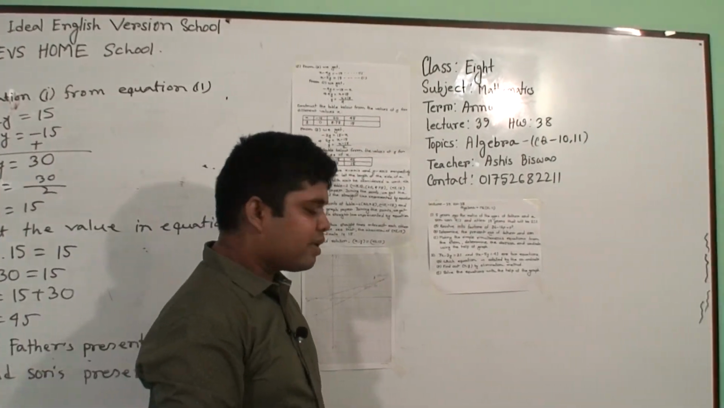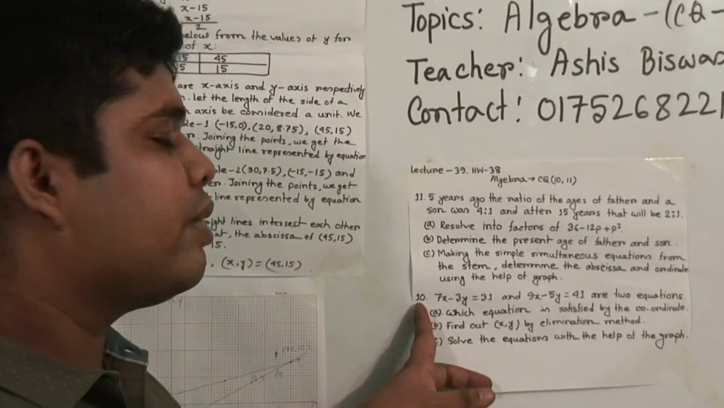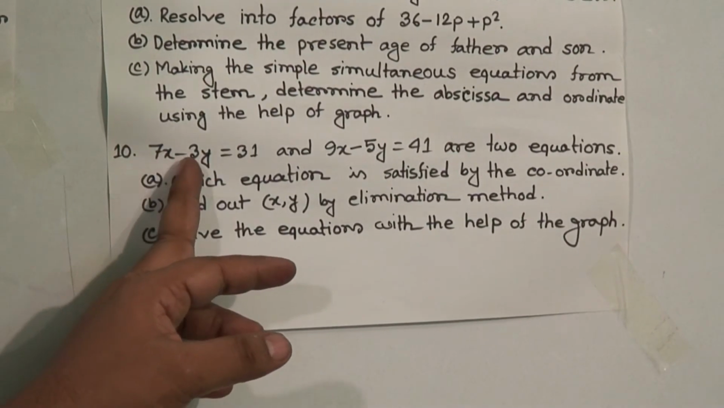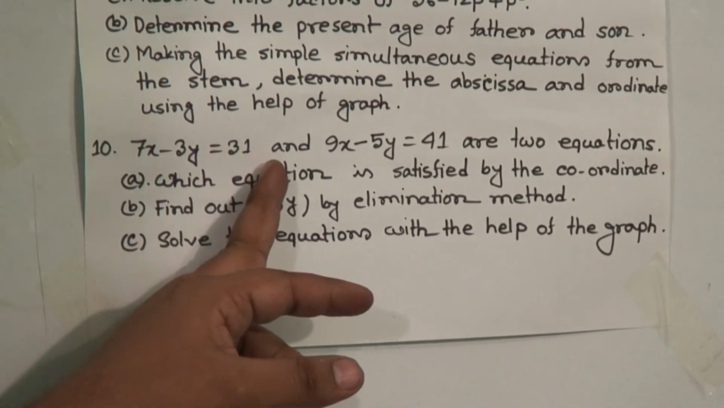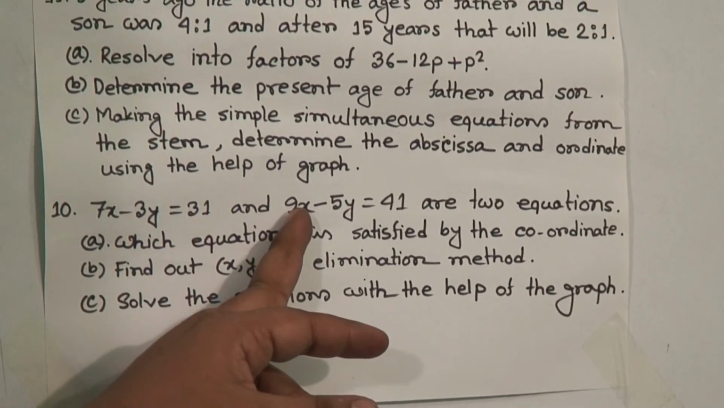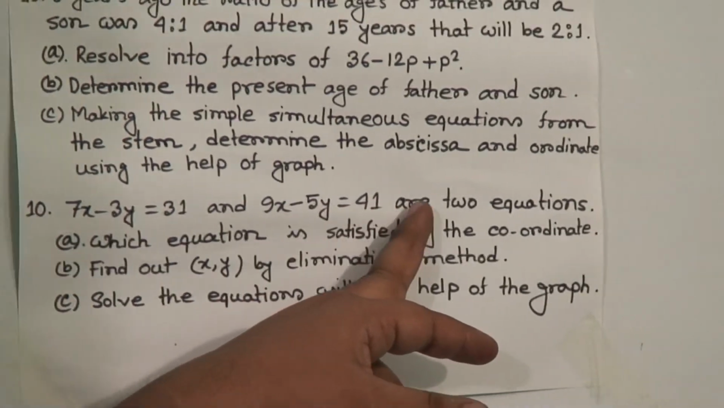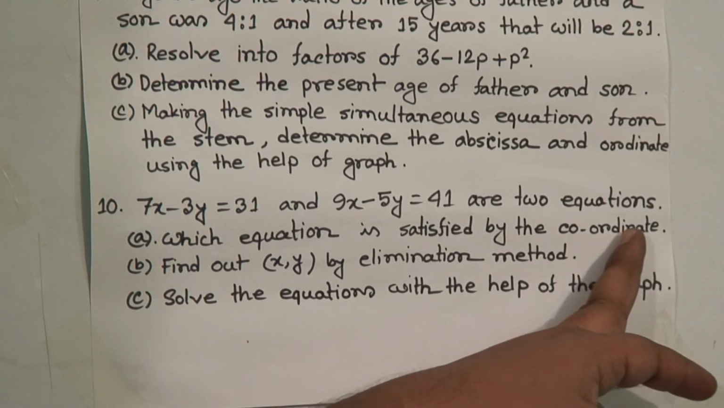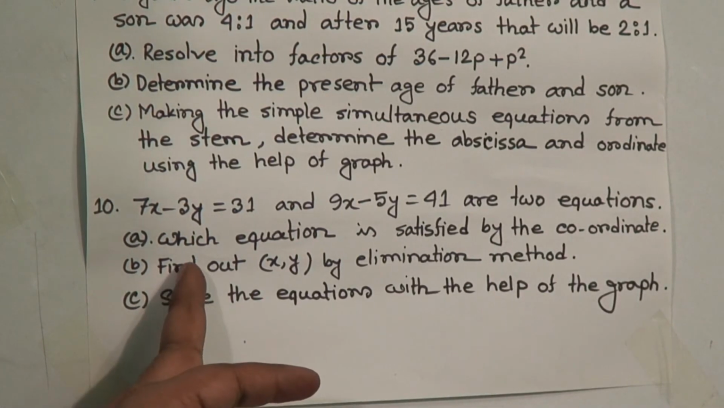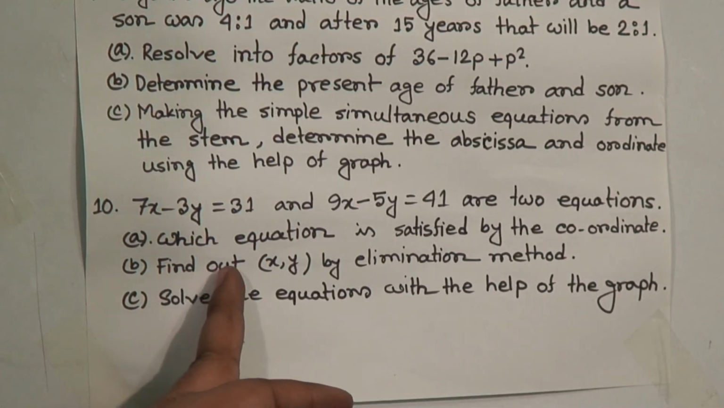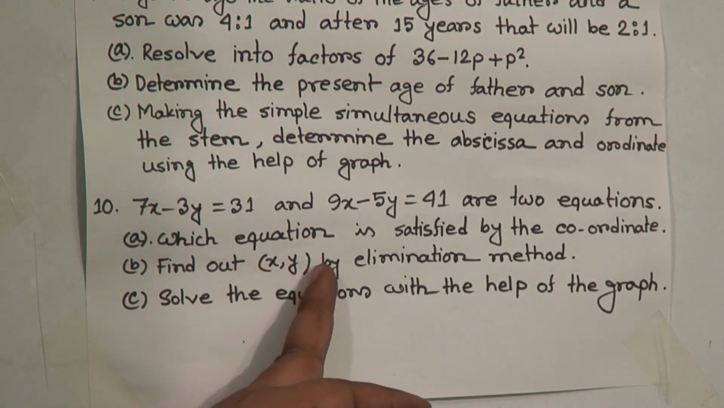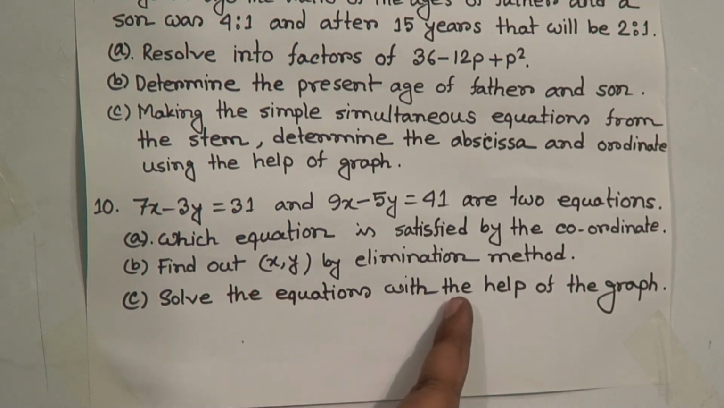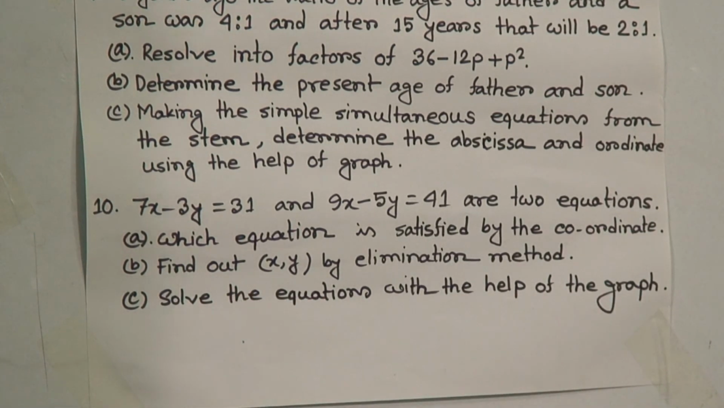Now I shall give you an example which will be your SW. This is question number 10. 7x minus 3y equals 31 and 9x minus 5y equals 41 are two equations. A number whose equation is satisfied by the coordinate. Find out x, y by the elimination method. C number, solve the equations with the help of the graph.